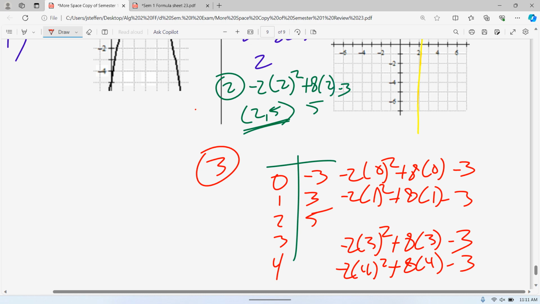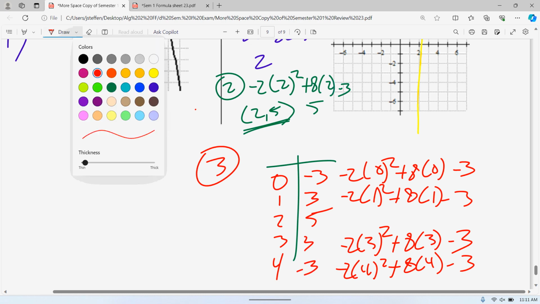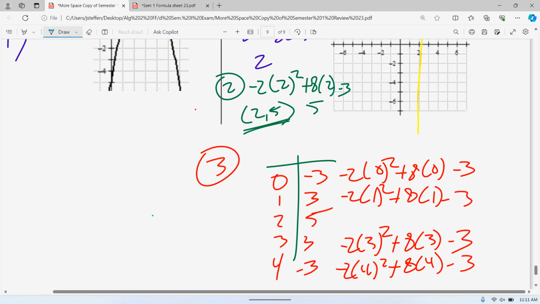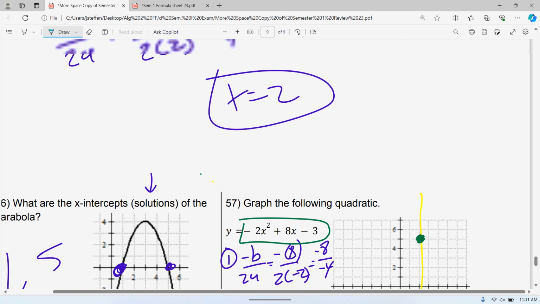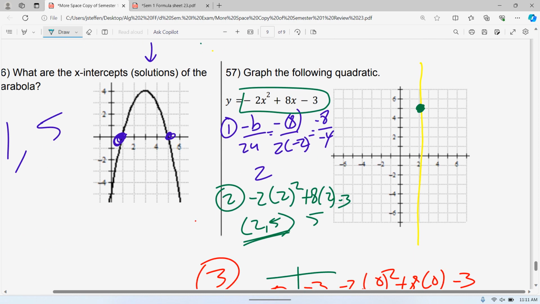And again, that's why I encourage you to do all 4 of those, because that's a good way to check your work. Since those 2 are the same and these 2 are the same, you know you're on the right track. If they wouldn't be, then you definitely messed something up. And a lot of times it's your axis of symmetry, because people have a negative instead of a positive, or vice versa. So when we plot these points, we go over 0, down 3, over 1, up 3, 2, 5 is up there, over 3, up 3, and over 4, down 3. So that is your graph.